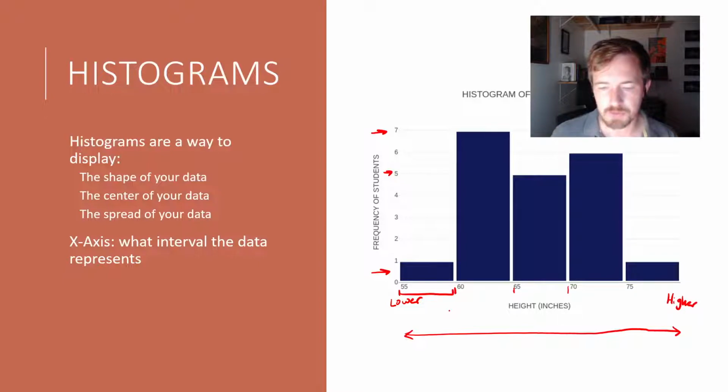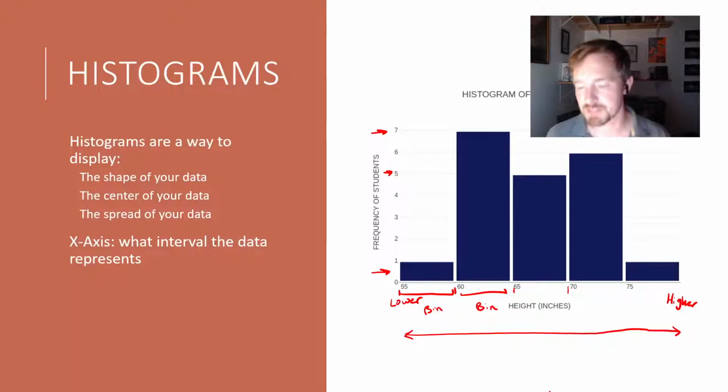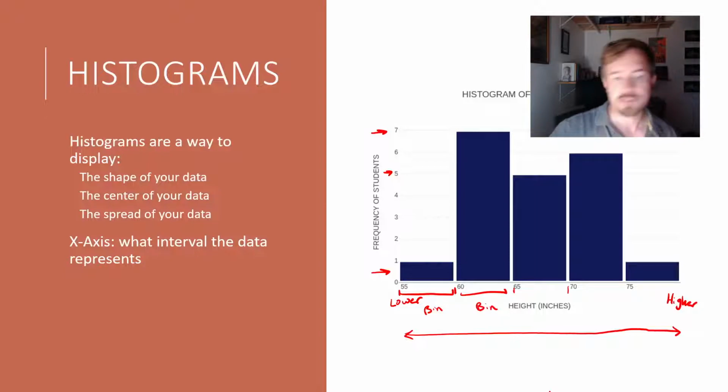This isn't something you would be tested on, but these little intervals that we have here, those are just called bins. Basically the x-axis is going to group up these bins so that we can say, like, all right, we have one person who's below this threshold, we got one person who's above 75 inches, and so on. So it's a nice way to display the distribution of your data.